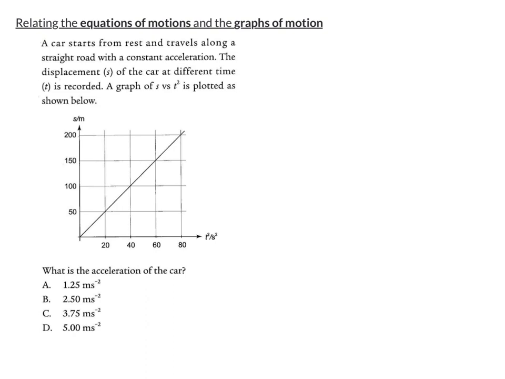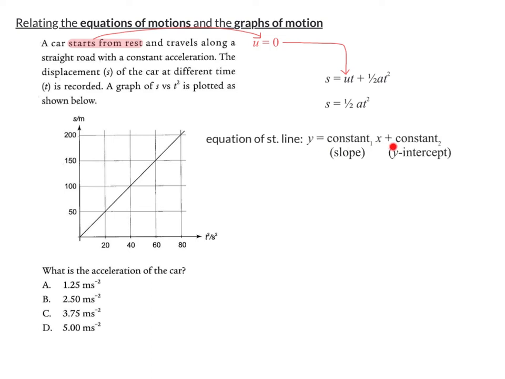Let's try to solve one more problem with what you have just learned as shown here. Since this problem concerns a plot of s against t squared, we should first search in our mind if we know any equation relating s and t squared. And indeed we have one, that is s equals ut plus 1/2 at squared. And since the car starts from rest, u is equal to 0. Then we have this simplified equation s equals 1/2 at squared.